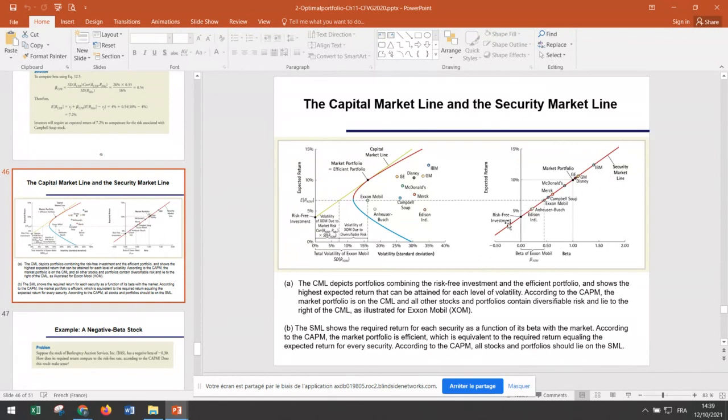All right, and these security market lines show the required return for each security as a function of its beta with the market. According to the CAPM, the market portfolio is efficient, which is equivalent to the required return equaling the expected return for every security. According to the CAPM, all stocks and portfolios should lie on this SML line.